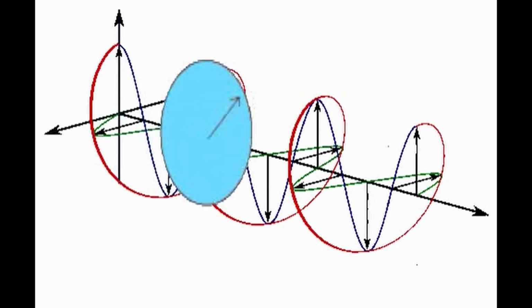Frequency is the number of cycles of a wave that pass a point per second. Wavelength is the distance between two successive peaks or troughs of a wave. Energy is the amount of work that can be done by a wave or a particle.